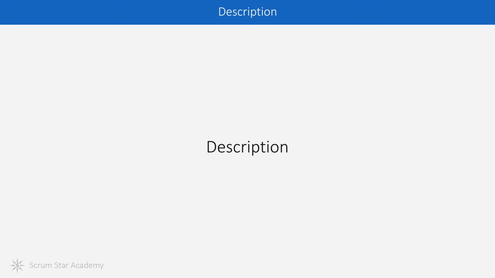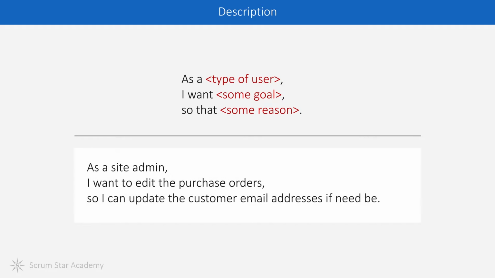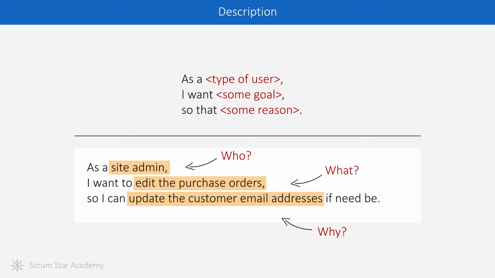Description explains what the item is all about. A common way to describe the items is to use this format. As a type of user, I want some goal so that some reason. For example, as a site admin, I want to edit the purchase orders so I can update the customer email addresses if need be. We see three distinct pieces of information here: the user's role in the relation to the product, what the user wants, and why the user wants it.